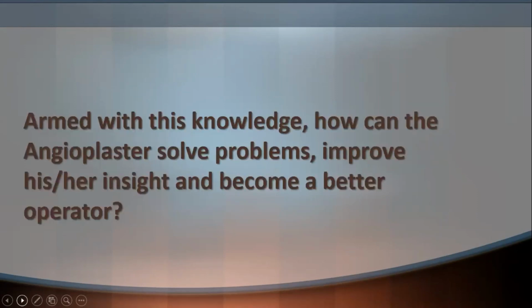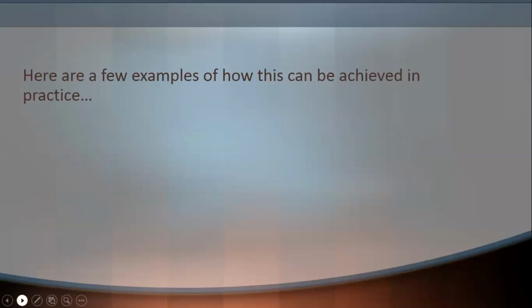So I would just take 2 minutes to finish this. So armed with this knowledge, how can the angioplaster solve problems in chip cases, improve his or her insight, and become a better operator? Here are a few examples.